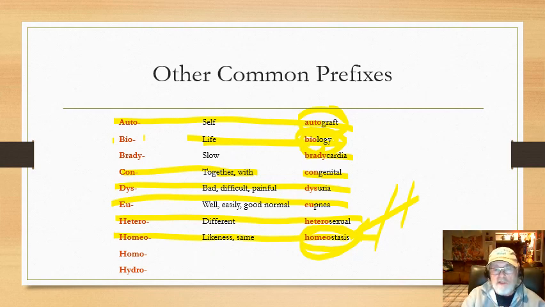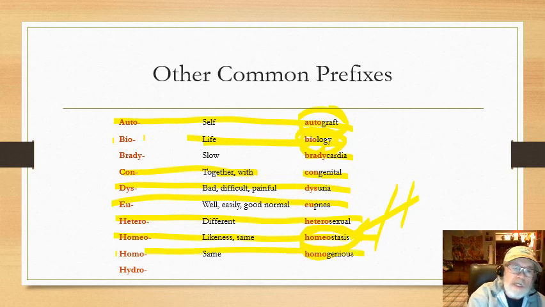So homeo means likeness or same. Homo means the same as well. Something that's homogeneous means it's made of the same. Genius, you know, means formation.